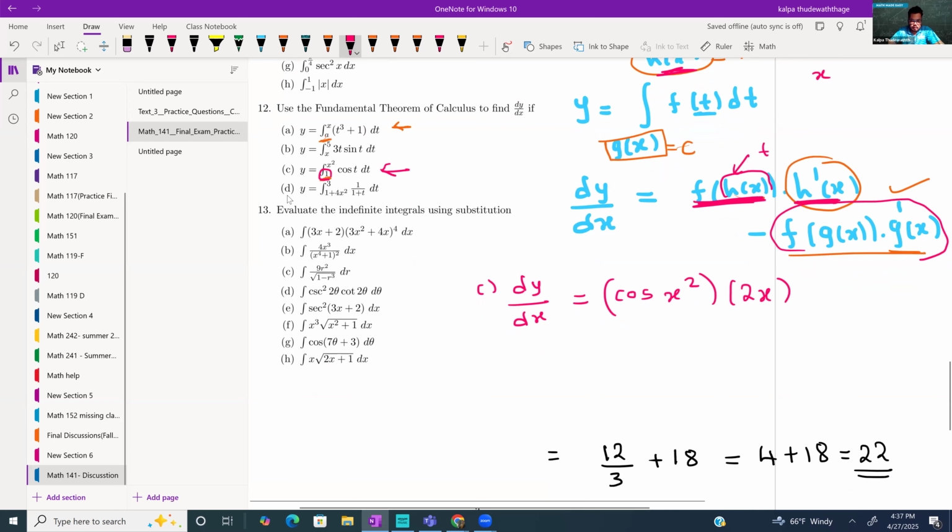Okay. So again, you can change the limits, the upper limits and lower limits. 3 to 1 plus 4x squared. It becomes minus because I changed the lower and upper limits.